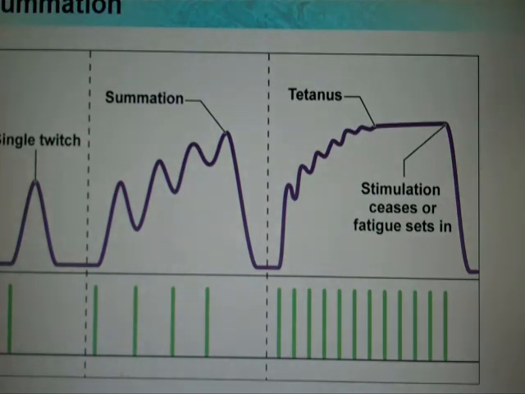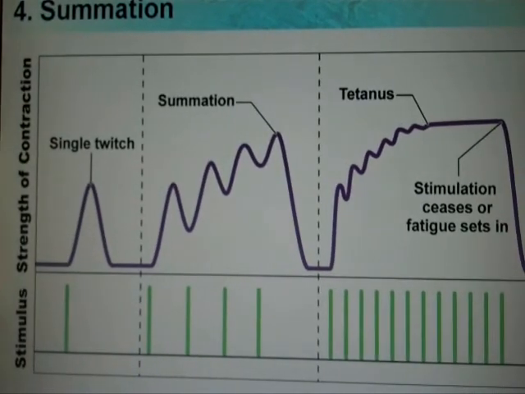The fourth factor is called summation. Summation just describes your body's ability to send a nerve impulse before a muscle has a chance to relax. So if you get another nerve impulse before your muscle has a chance to relax, then we add the strength of those contractions. That's where we get the word summation.